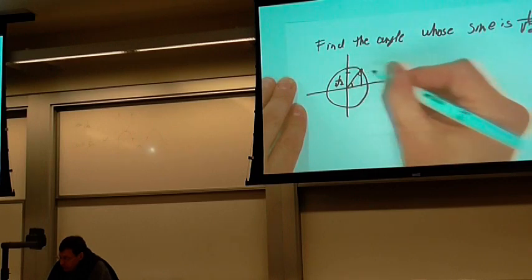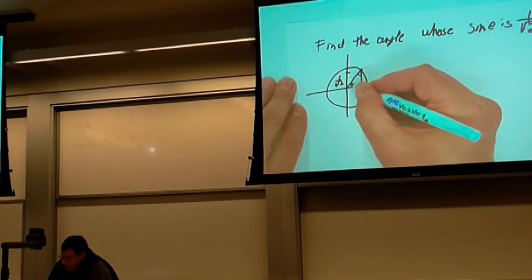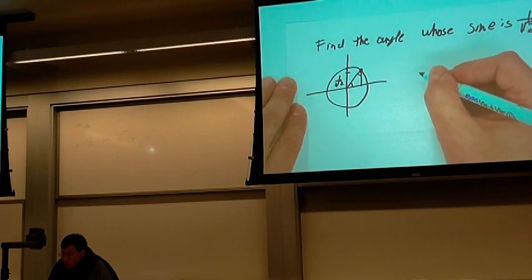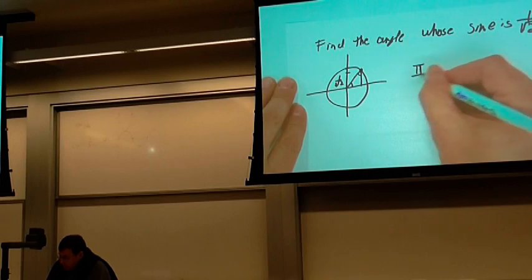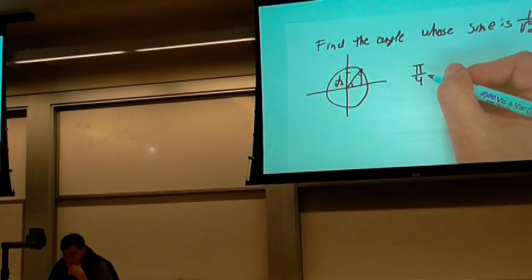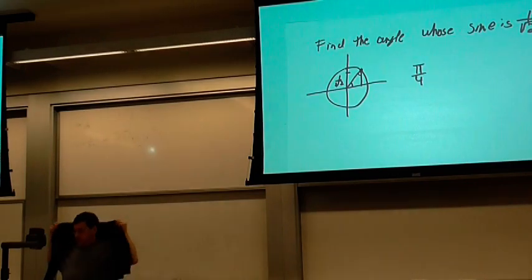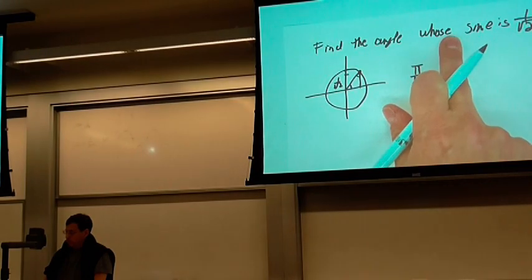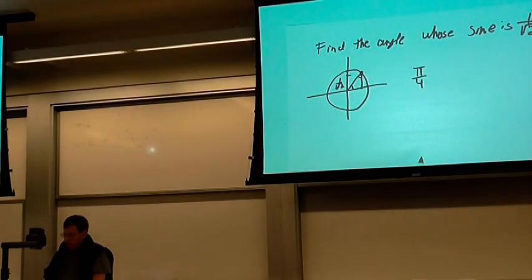That's our isosceles right triangle. The angles are 45 degrees, or pi over 4. Okay. Are there any other angles whose sine is 1 over square root of 2? Well, this is positive and we're in the first quadrant.